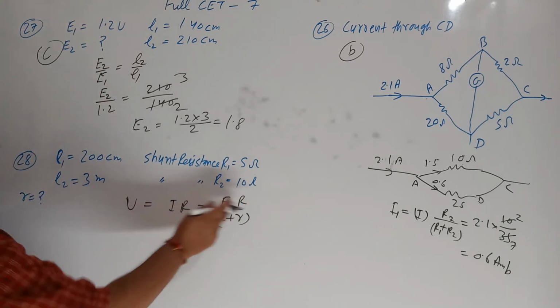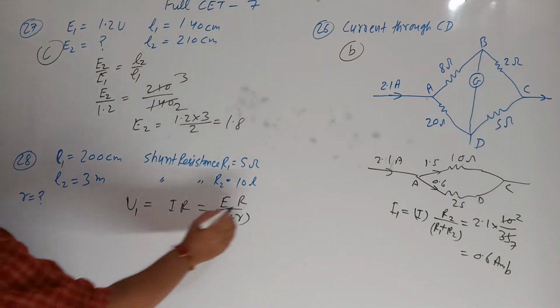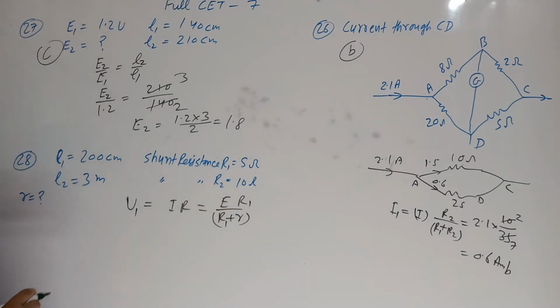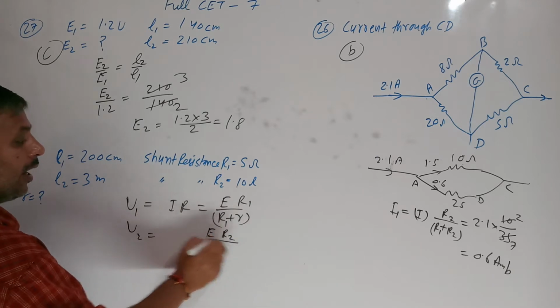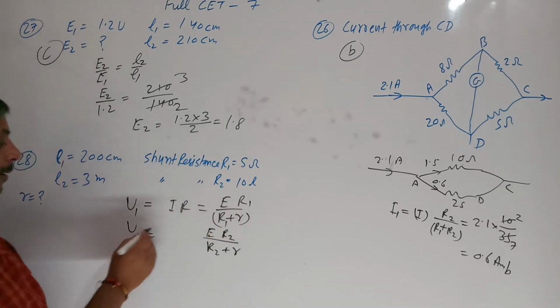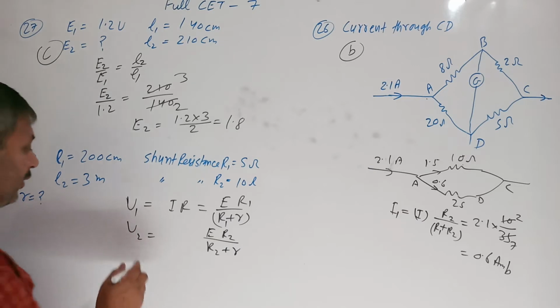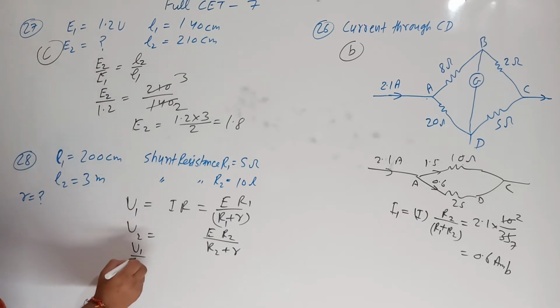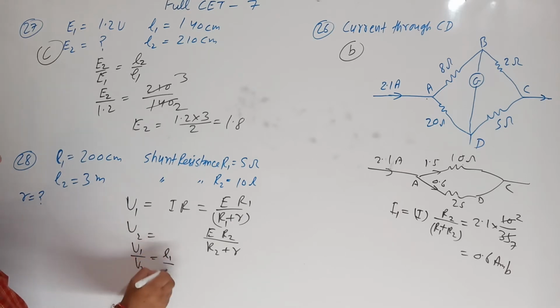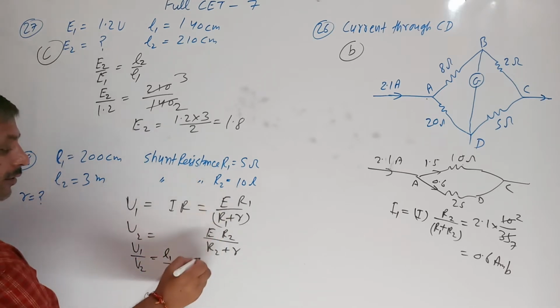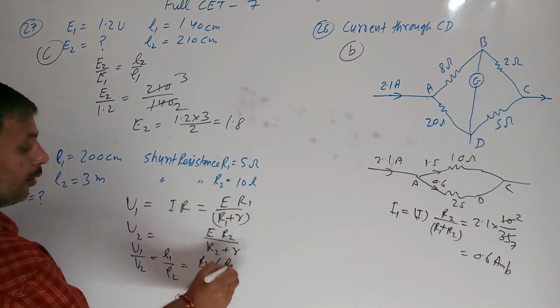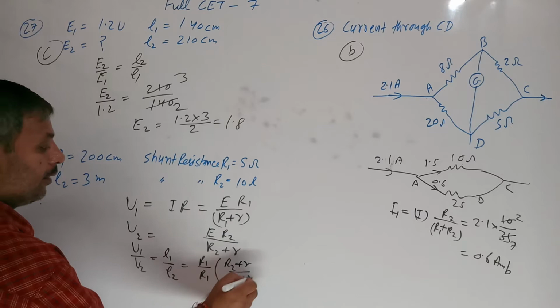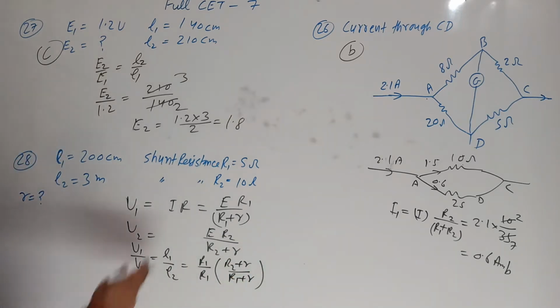So we can see here, if V1 we have taken, so this is E R1 upon R1 plus r. If V2 you have taken, so that will be E R2 upon R2 plus r. So you can see here, V1 upon V2 is equal to what? V1 upon V2, that is L1 upon L2. Here E cancels, so that is R1 upon R2, and it will be R2 plus r upon R1 plus r. So this will be the relation.